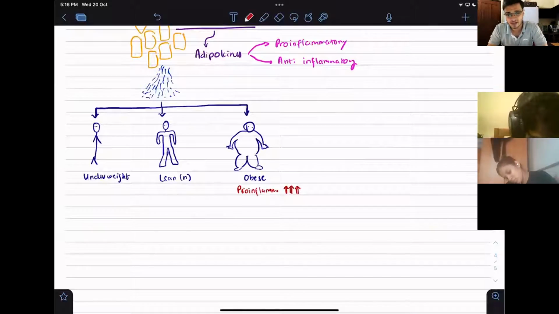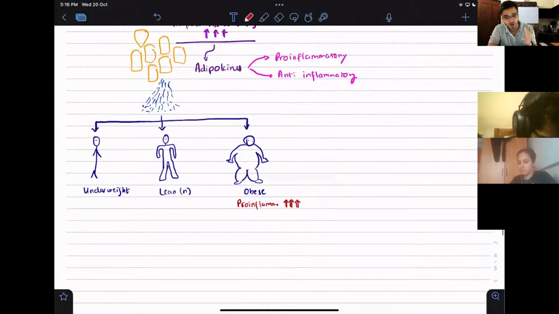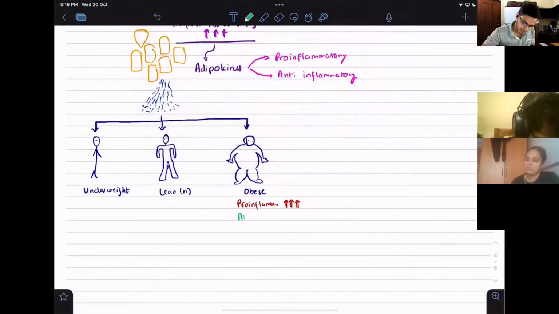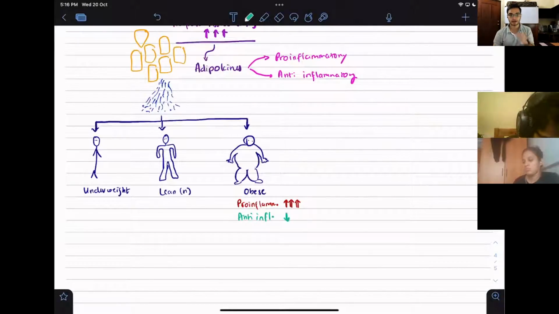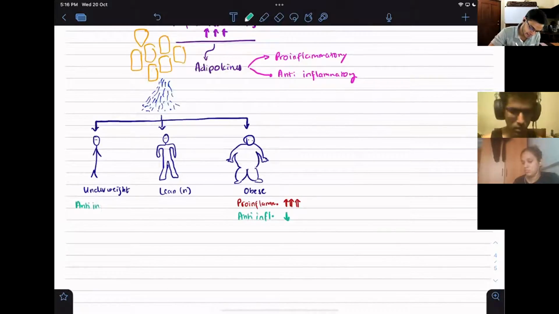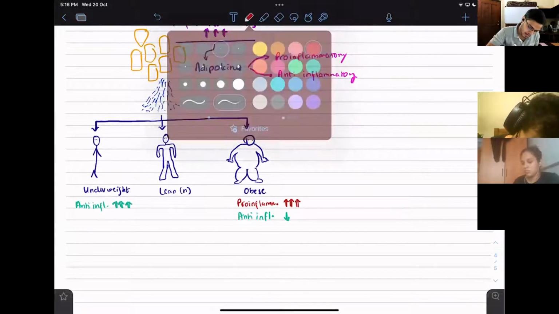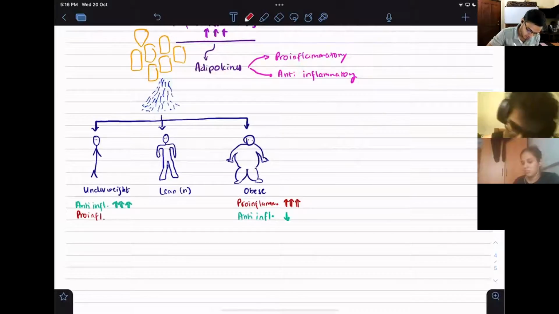The underlying mechanisms are very in-depth, guys, at the molecular level. We don't need to talk about this. Just know, in obesity, when the BMI is very high, when the adipose tissue density is very high, the release of pro-inflammatory adipokines is much higher. As opposed to that, anti-inflammatory adipokines are going to be lower. What do you think in the underweight situation? What is happening? Anti-inflammatory adipokines are going to be much higher, and their pro-inflammatory adipokines are lower.